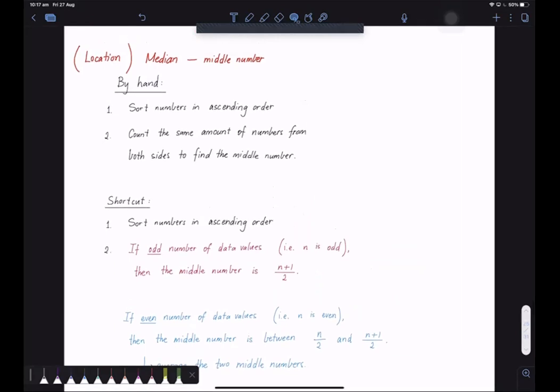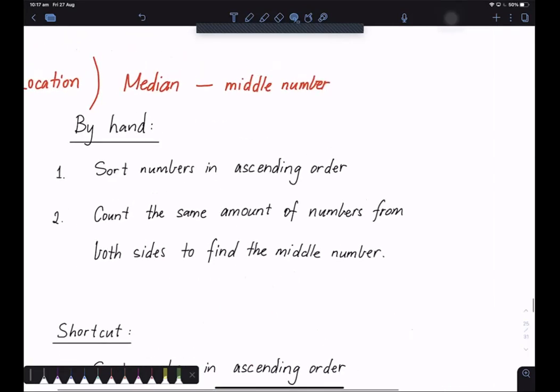Now, the second thing that we look at, remember, we're still trying to find the middle, the location. So the middle of this whole distribution here. There's another thing that we can look at. We don't just have to look at the mean, we can look at the median. And you can see here, this is the middle number.